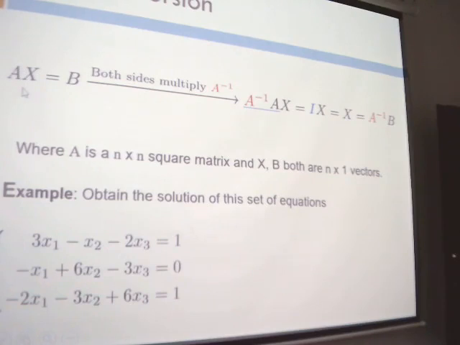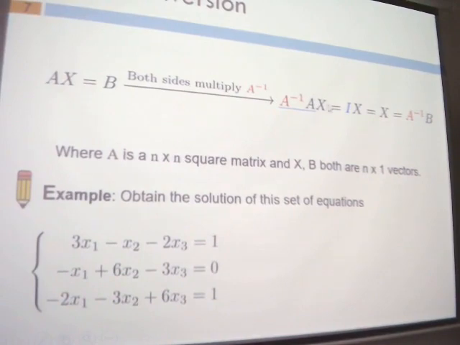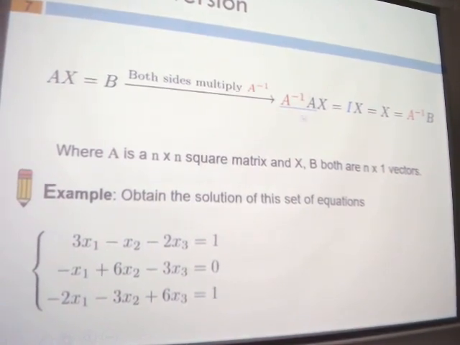Matrix actually, and we can multiply A inverse on both sides. On the left-hand side we have A inverse times A times X. From mathematics we know A inverse times A is the identity matrix. So the left-hand side is X, and the right-hand side we have A inverse on the left. So we get another expression, X equals A inverse times B.